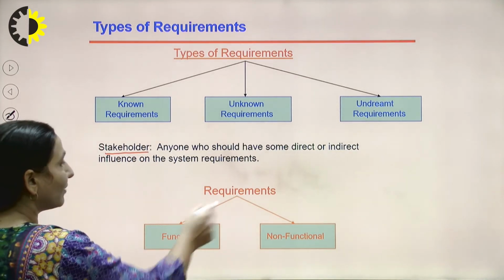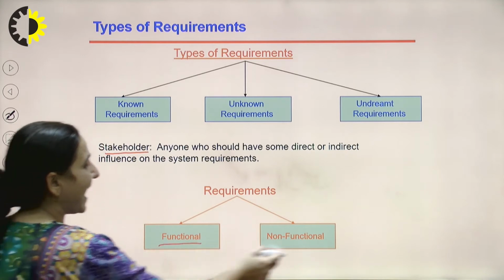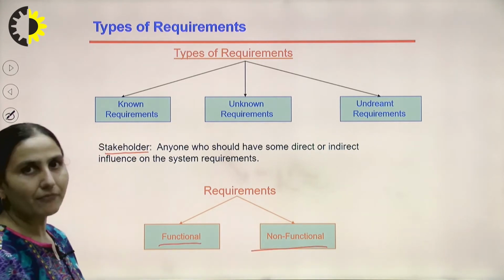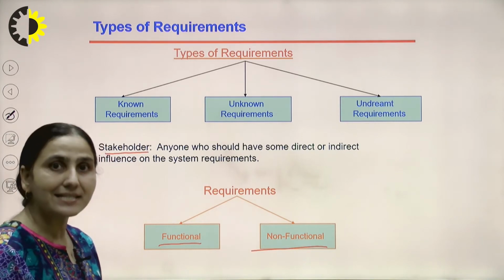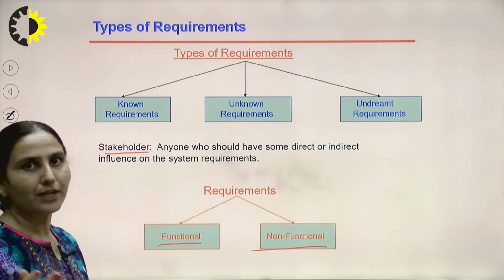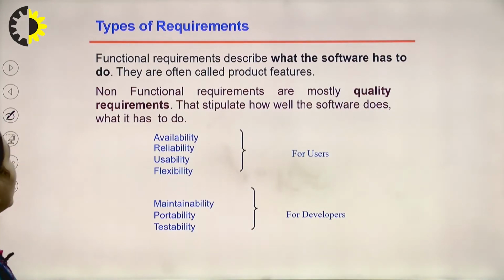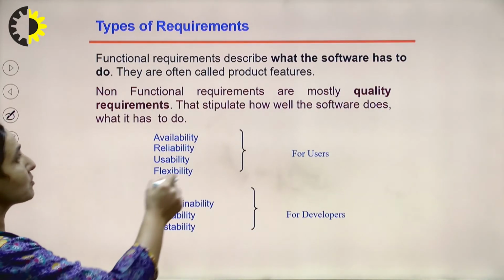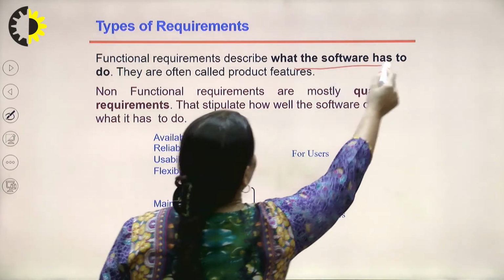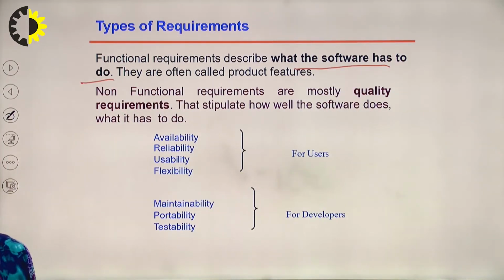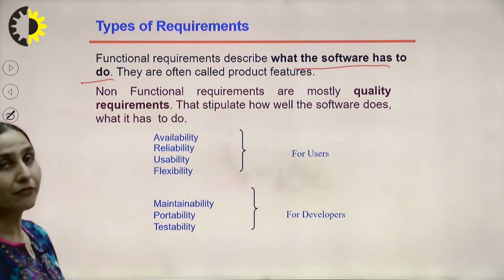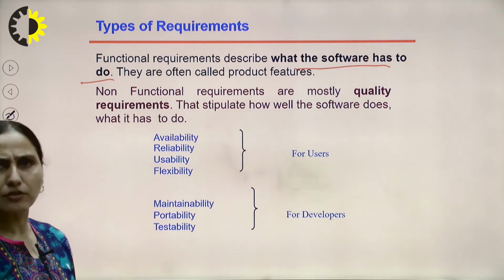Any person who has either a direct impact or an indirect impact on the system requirements is basically the stakeholder. Now, further they can be classified as functional as well as non-functional requirements, which describe the functionality of the system as well as the qualitative point of view of the system. Functional requirement describes what the system has to do, right? For what we are making the system, what we are expecting out of the system, that all falls under the category of functional requirements. They are often called product features. So that means they describe the features of the system.